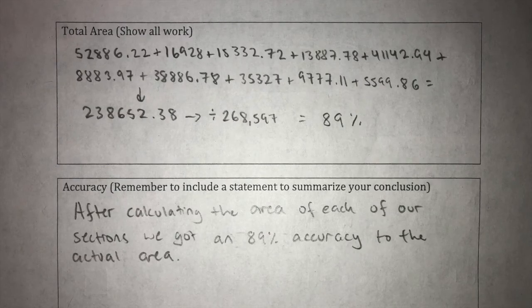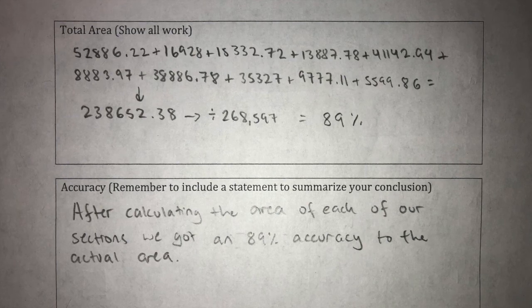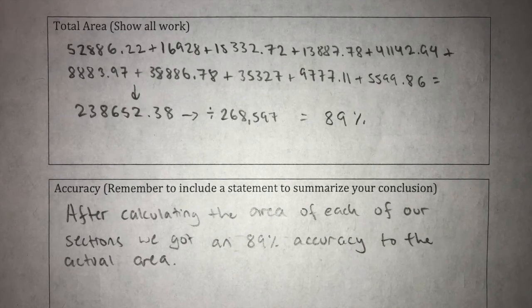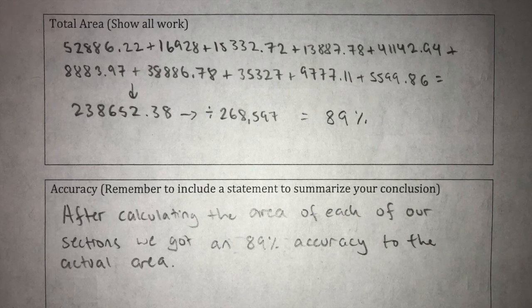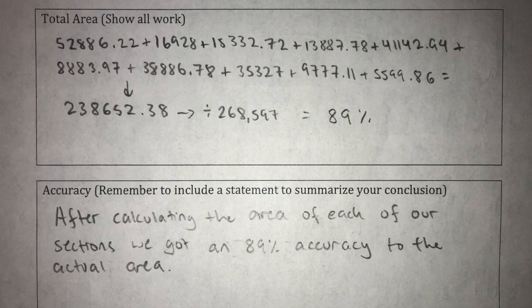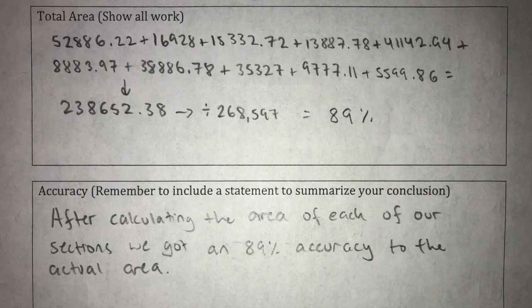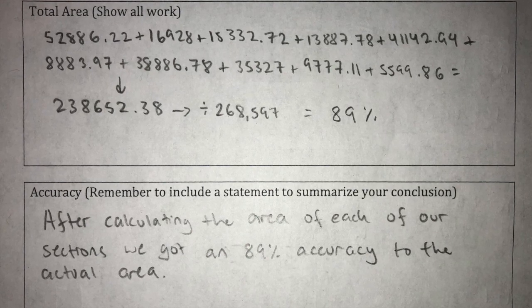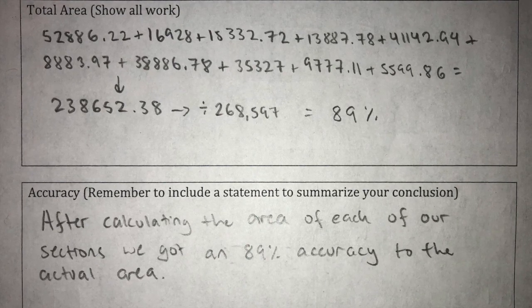After calculating the area of each of our sections, we got an 89% accuracy to the actual area. Our actual number is 238,652.38 miles squared, and to get the 89% accuracy, we divided that by the real area of Texas, which is 268,597.